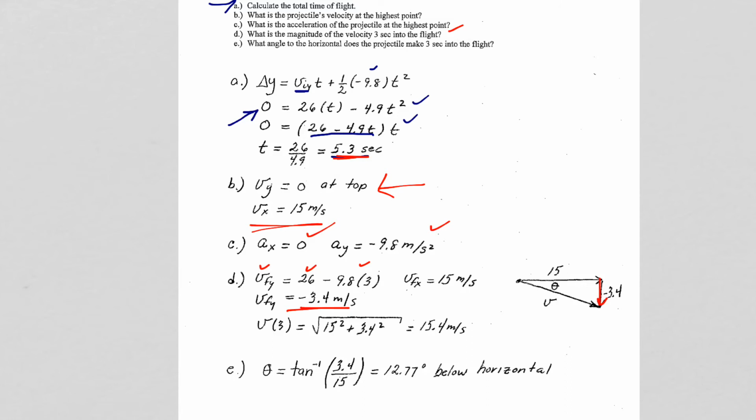The velocity in the x direction never changes, so that remains 15. So when you are looking for the speed of an object, you definitely need to know both the x velocity and the y velocity to use the Pythagorean theorem to get the actual speed of the projectile. The final part of the problem is if we want to know the angle that the object is at, we'll have to use inverse tangent and then describe the angle that we are finding, and in this case it is 12.77 degrees below the horizontal.